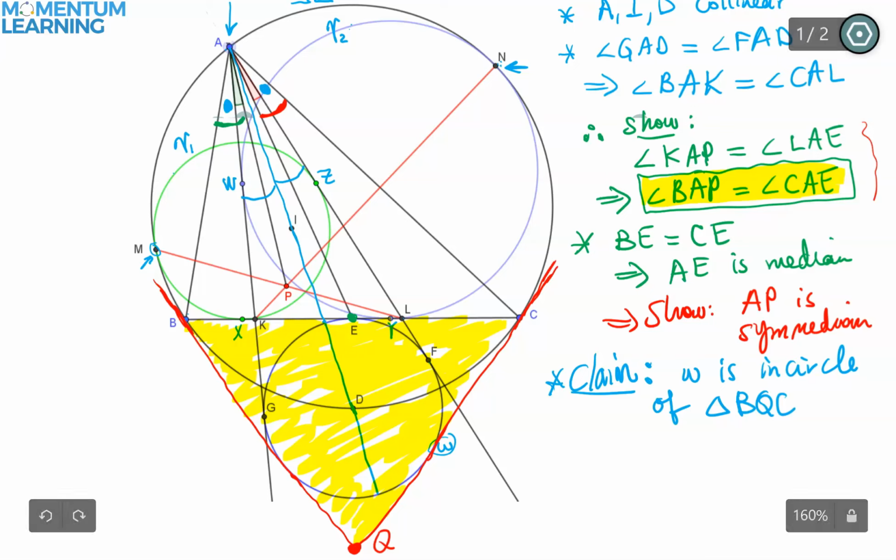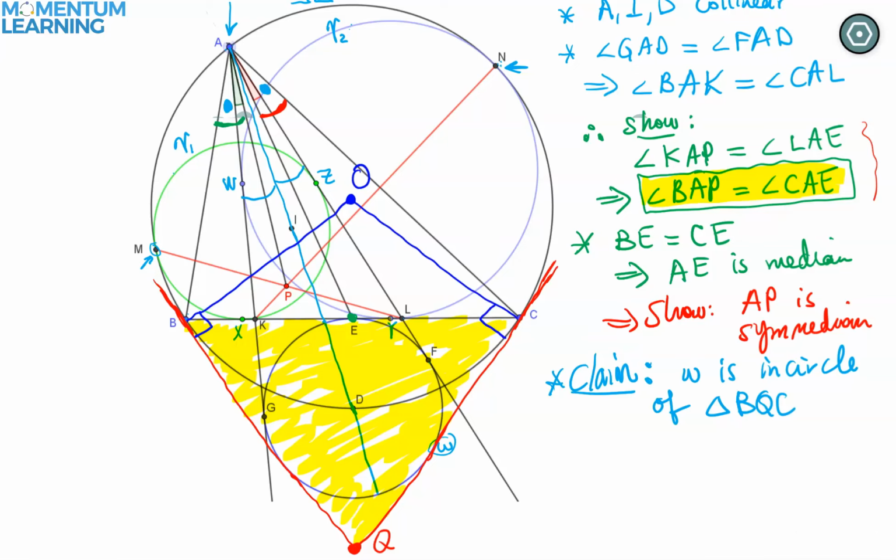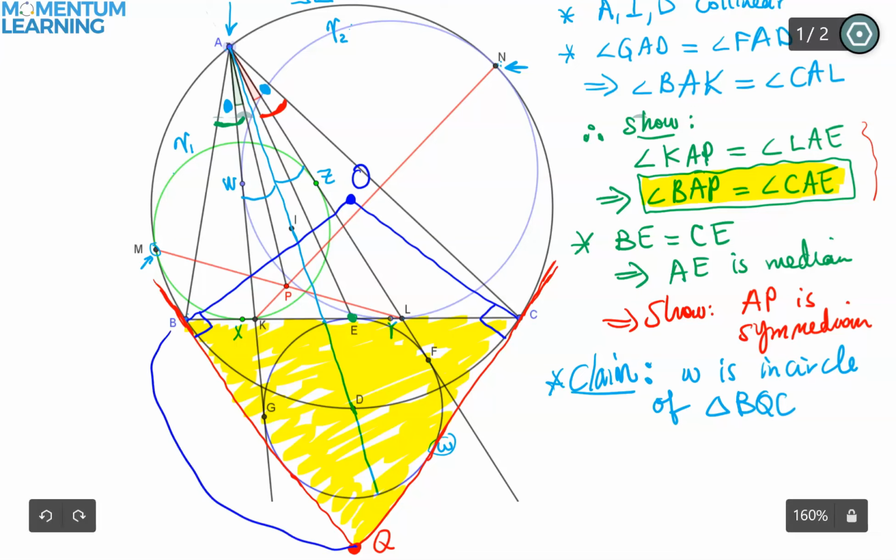Consider this triangle BCQ. Do you agree that we have this point O, which is the circumcenter of the big circumcircle of ABC, and clearly because there's a tangent at B, that's a 90-degree angle, and there's a tangent at C, that's a 90-degree angle. So that would suggest that BOCQ is cyclic, right? So BOCQ is cyclic. So we have this circumcircle of our triangle BCQ.